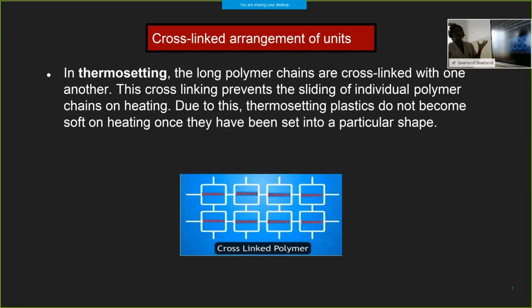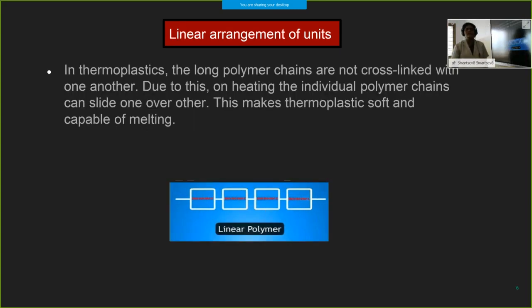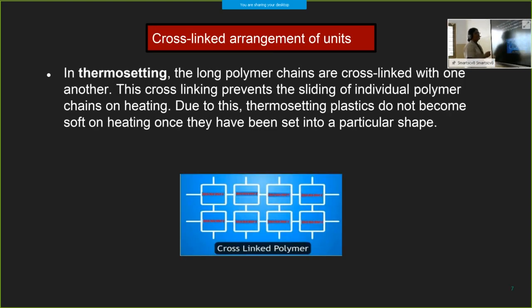So when you write the answer for this, at the end of this slide I have given some assignment questions. I have asked you to write the difference between thermoplastics and thermosetting plastics. At that time you must write the definition, and you must draw this diagram and explain the structure also. Okay.